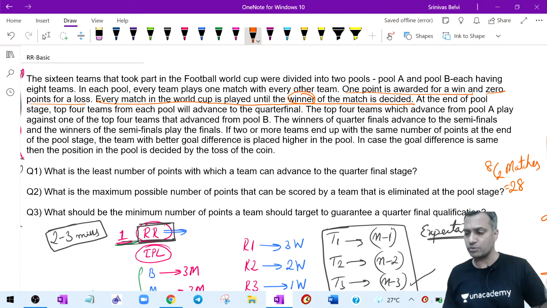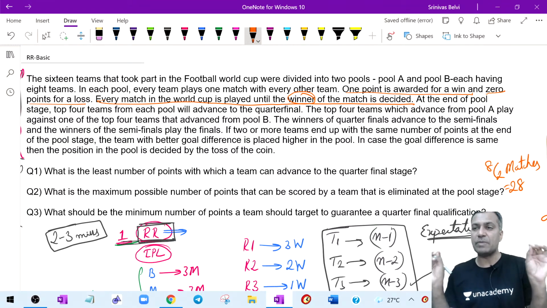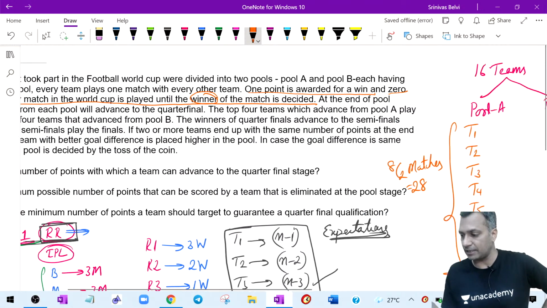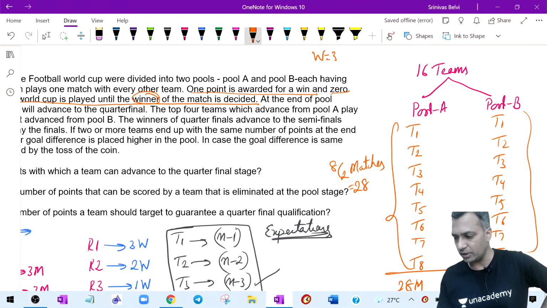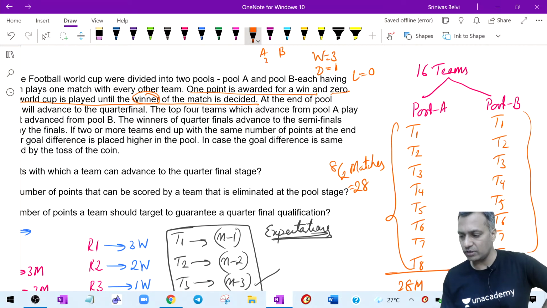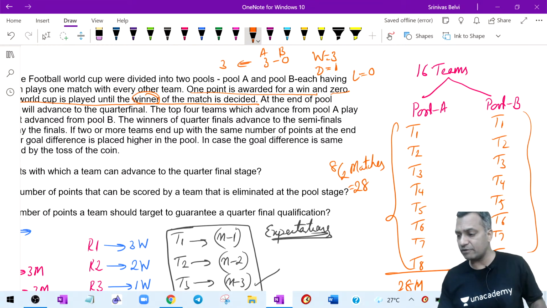Sometimes there will be a bonus point, which means if the goal difference is minimum 2, then I will give a bonus point. Sometimes it would be like this: if you win, you get 3 points. If you draw, both teams get 1 point. If you lose, you get 0 points. Let's say team A played against team B. Team A has scored 3 goals and team B has scored 0 goals. What is the goal difference? The goal difference is 3.